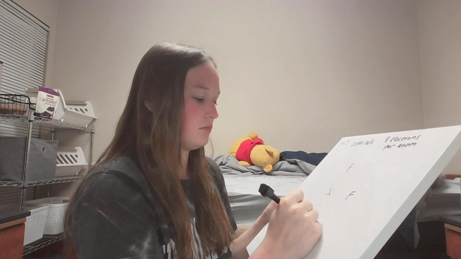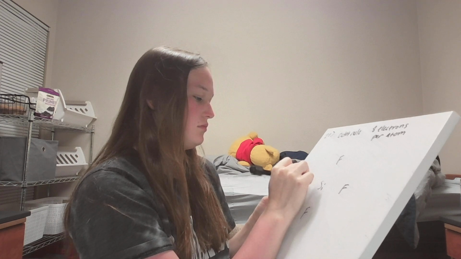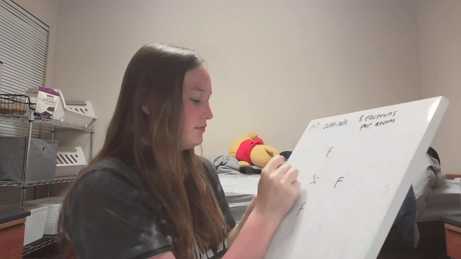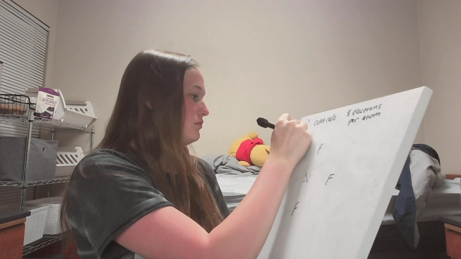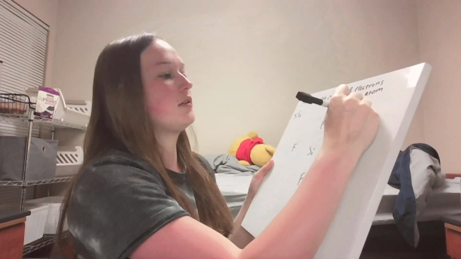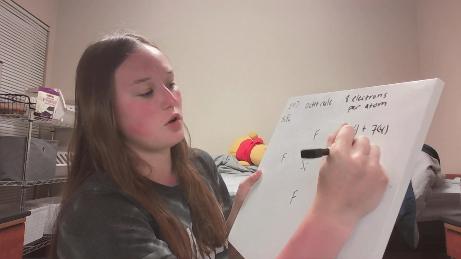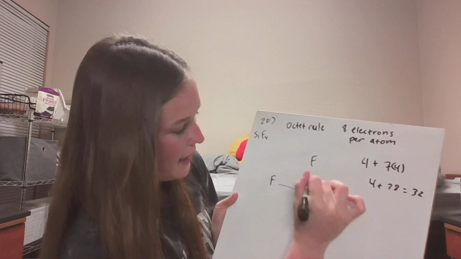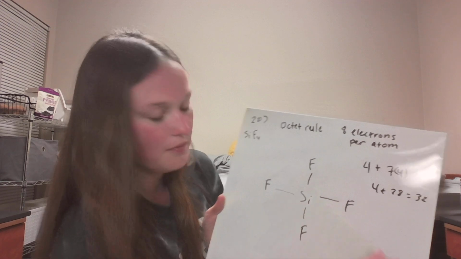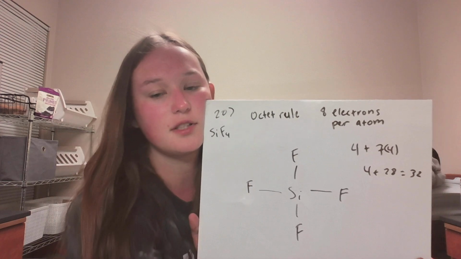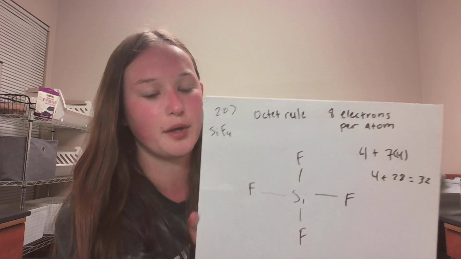SiF4. Si has 4 valence electrons, because it's right under carbon and likes to form 4 bonds, plus fluorine, 7 times 4. That's 4 plus 28, which is going to equal 32 again. So fluorine can only have 1 bond, so it has to look like this. Fluorine cannot have double bonds. It is physically impossible. Fluorine can only have 1 bond.